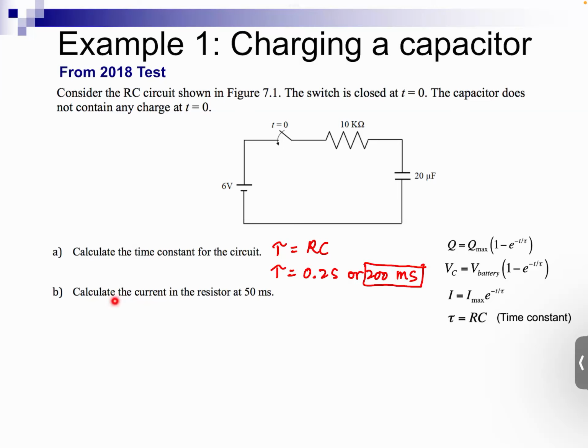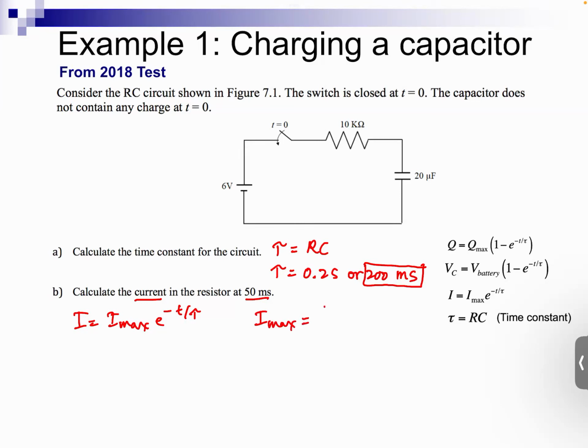So in the next question, it asks to calculate the current in the resistor at 50 milliseconds, meaning 50 milliseconds after the switch was closed or 50 milliseconds after the capacitor started to charge. Okay, we already determined that the charging equations are these equations, and we want to find the current. So the current is given by this equation here, I max e to the minus t over tau, right? I need to find I max. I max is the maximum current in the circuit.